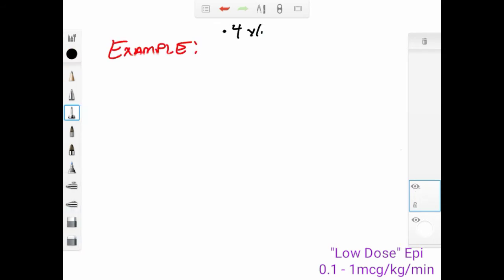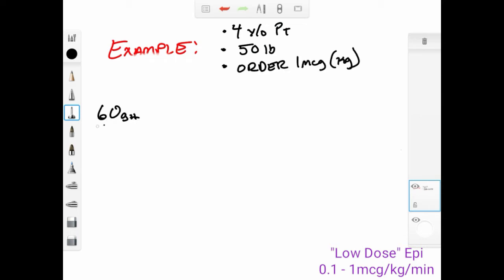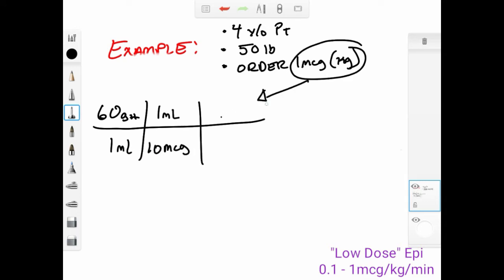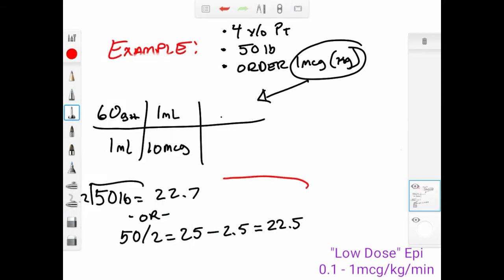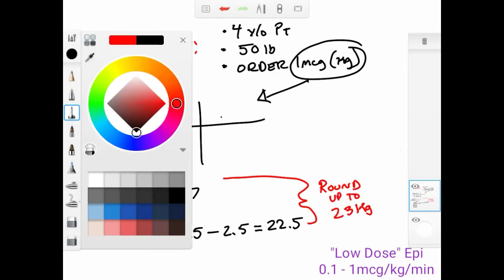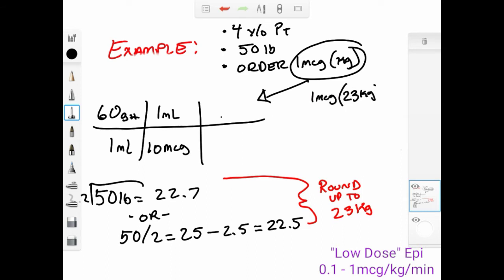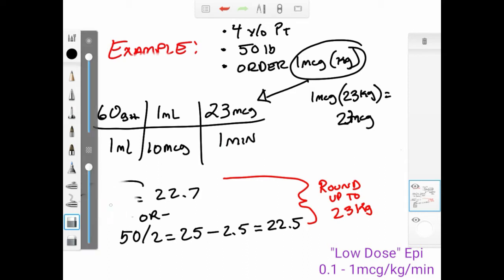So we're going to use this example here. We're going to have a 4-year-old patient that weighs 50 pounds, and the order is 1 microgram per kilogram of epi. All right, so we're going to have our 60 drops set. We have our concentration of 1 ml over 10 micrograms, and now our dose, 1 mic per kg. So let's simplify 50 pounds down to kilograms. Well, you can do the classic divide by 2.2 and get 22.7, or you can divide by 2 and subtract 10%, which gives you 22.5. Either way, we're going to go ahead and round up to 23 kgs. So we're going to multiply 23 by 1 microgram, which obviously gives us 23 micrograms. And we're going to put that over 1 minute.